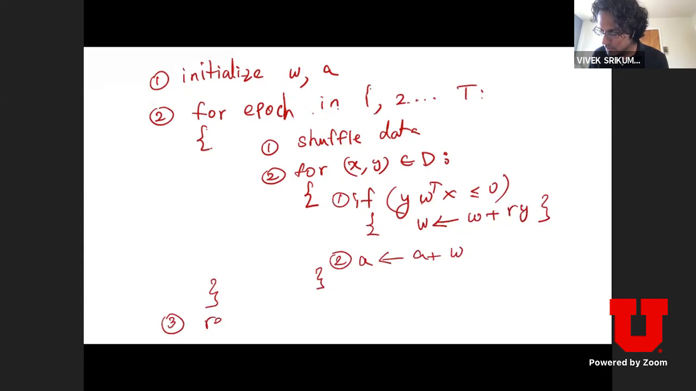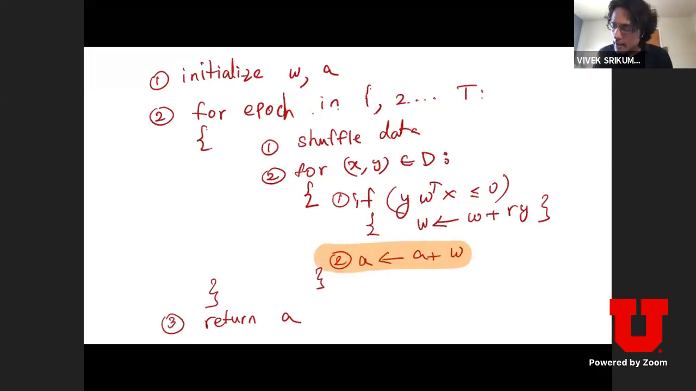The important thing, this is a common bug that people may have, so I want to re-emphasize this point. You update your average weights irrespective of whether an update happens or not. Second, you update your average weights inside the innermost loop. So for every example, whether or not there's an update, you update your average weights. And there are two more bugs with average perceptron that people have in their code, so just watch out for this.